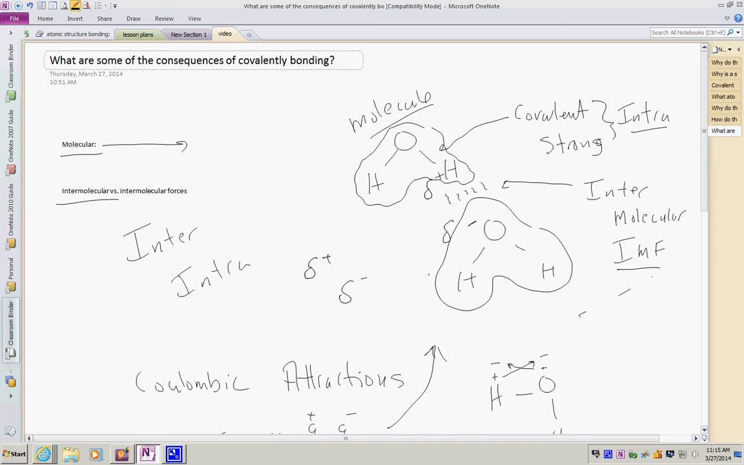Intermolecular forces, intermolecular attractions, would be between two molecules attracting one another. Intramolecular force, or an intramolecular attraction, again, that's the covalent bond.